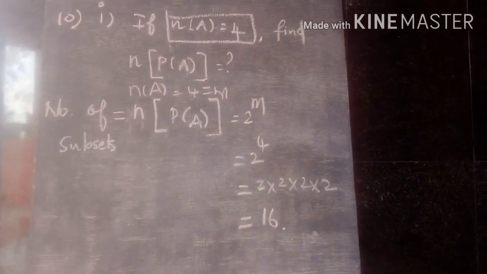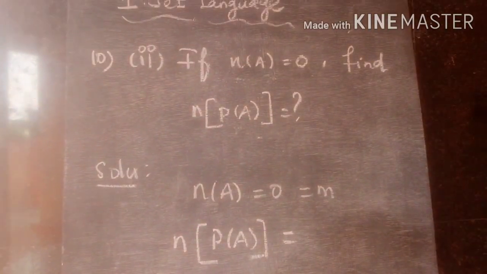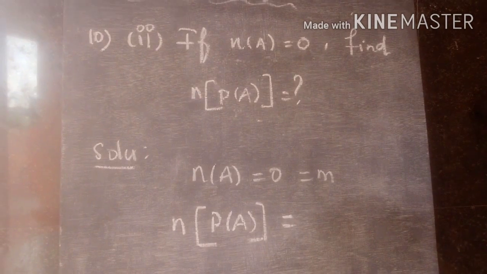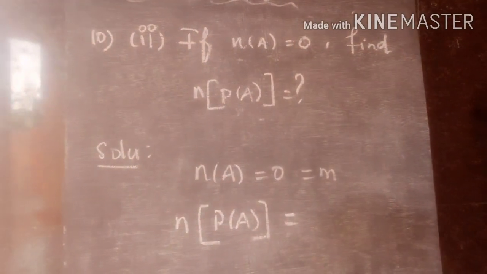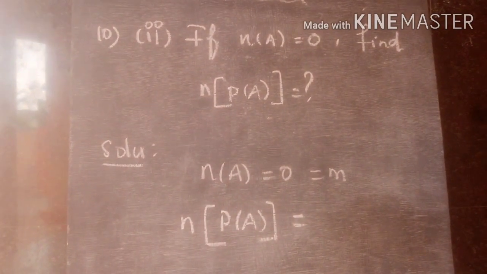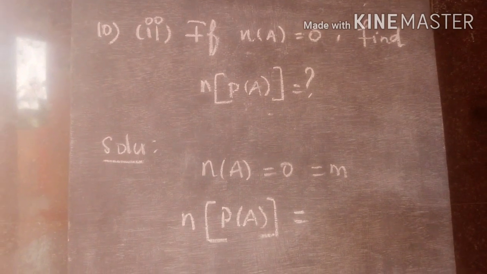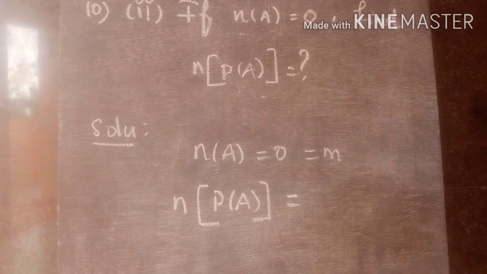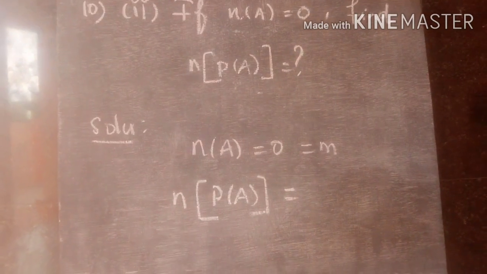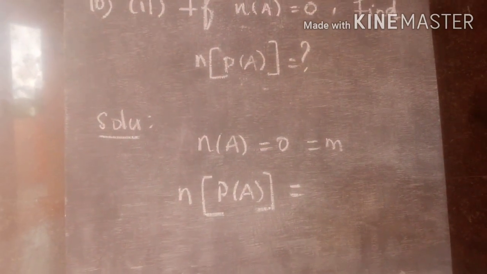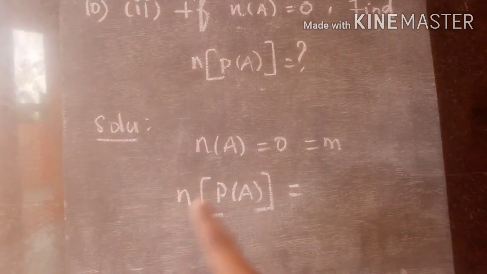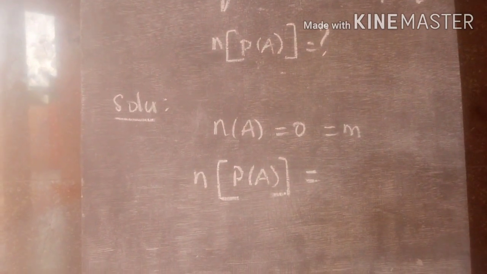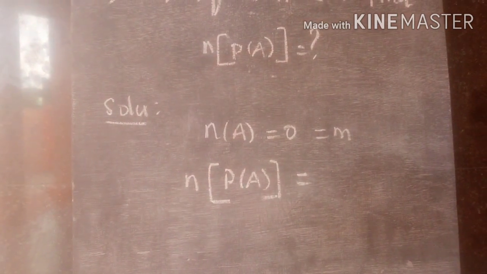Okay. Next. So 10th la second question. If n of A equal to 0, find n of P of A. So the solution, n of A equal to 0 னு given write பண்ணிட்டேன். How to denote it is m. So m ஓட வேல்யூனாலும் n of A னாலும் ஒரே மீனிங் தான். ஸோ அப்போ 0 தான். ஸோ இந்த find n of P of A. So n of P of A na what is the meaning? Number of subsets.